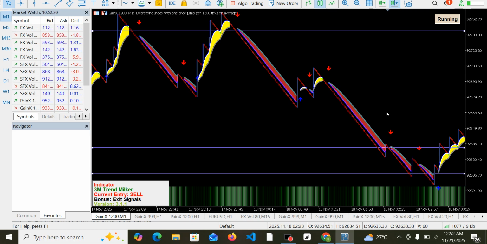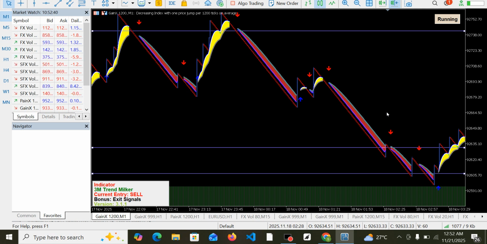So you can see how beautiful it is for you to put this into use in order to trade any assets, not only Gain X and Pain X alone, even currency pairs, even on a 1 minute time frame. All you need to do is follow the simple instructions.